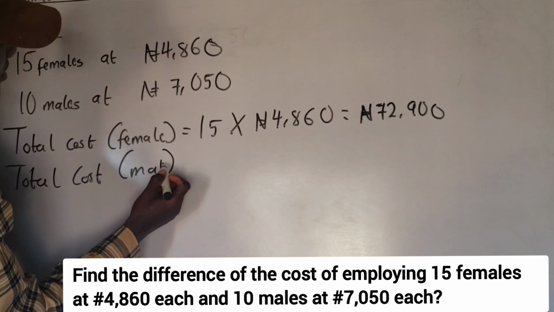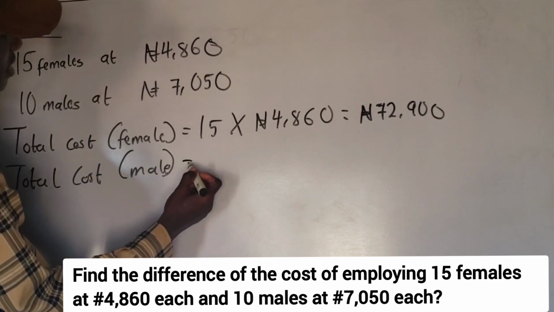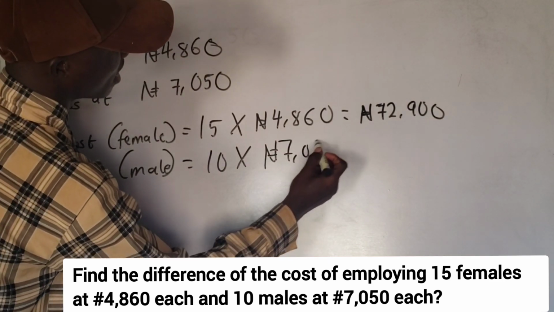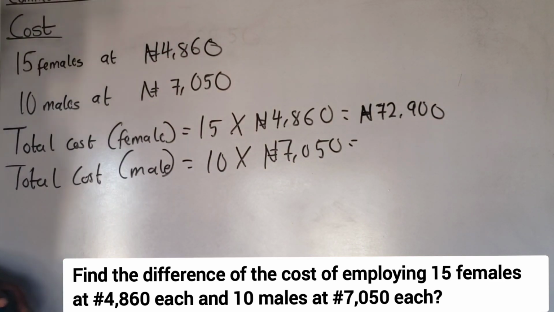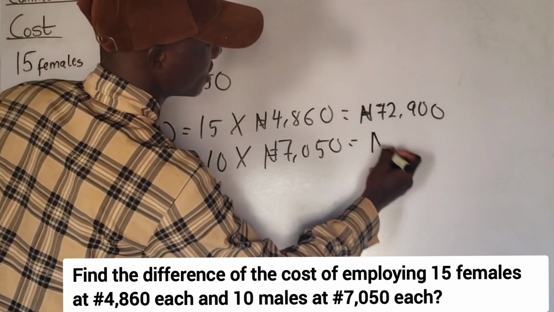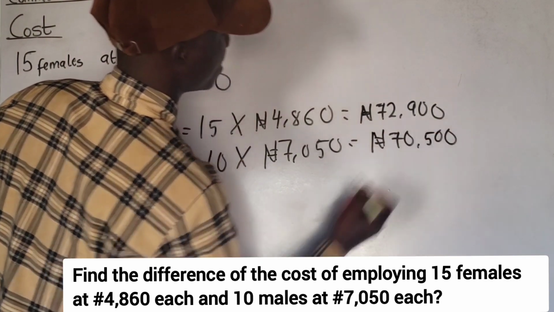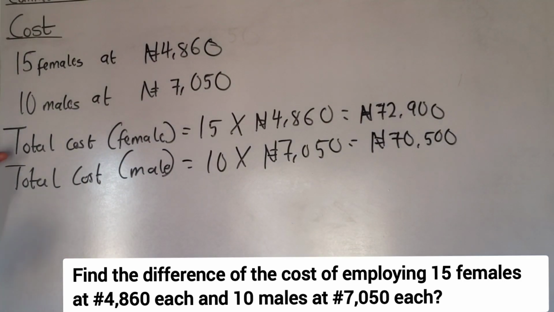Okay, the cost of employing males, that is 10 males now. That will be 10 multiplied by 7,050 naira. Okay, now if you take the product of 7,050 naira multiplied by 10, that will be 70,500 naira.